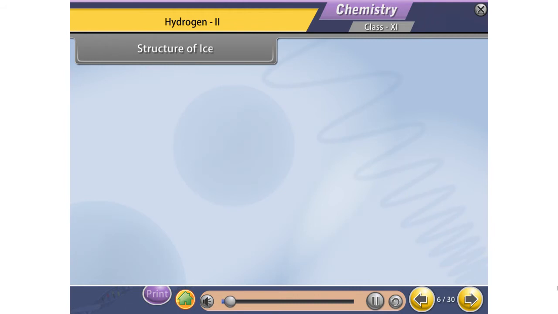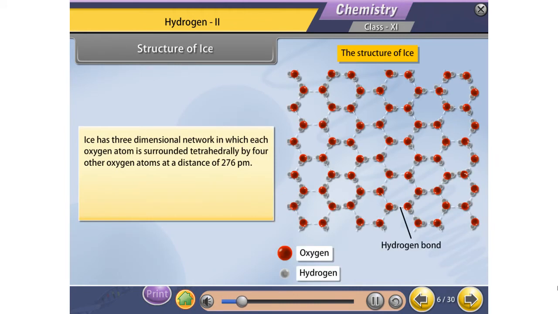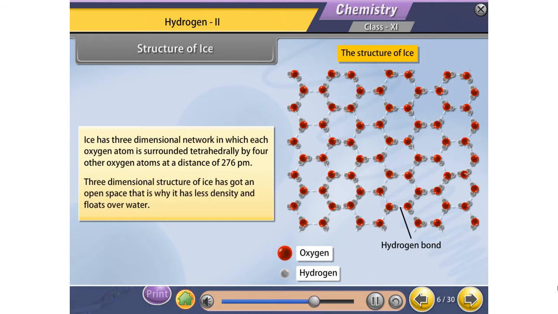Structure of ice. Ice has a 3-dimensional network in which each oxygen atom is surrounded tetrahedrally by 4 other oxygen atoms at a distance of 276 picometer. The 3-dimensional structure of ice has open space, that is why it has less density and floats over water.